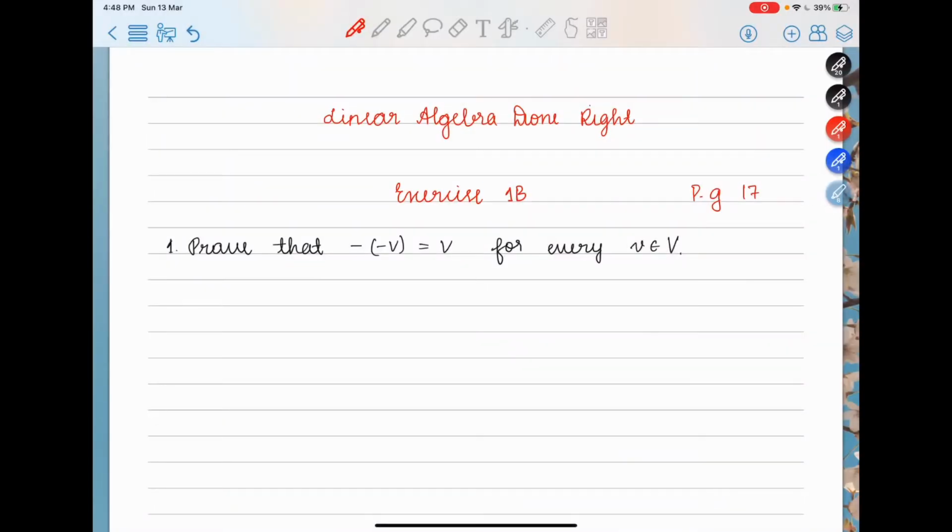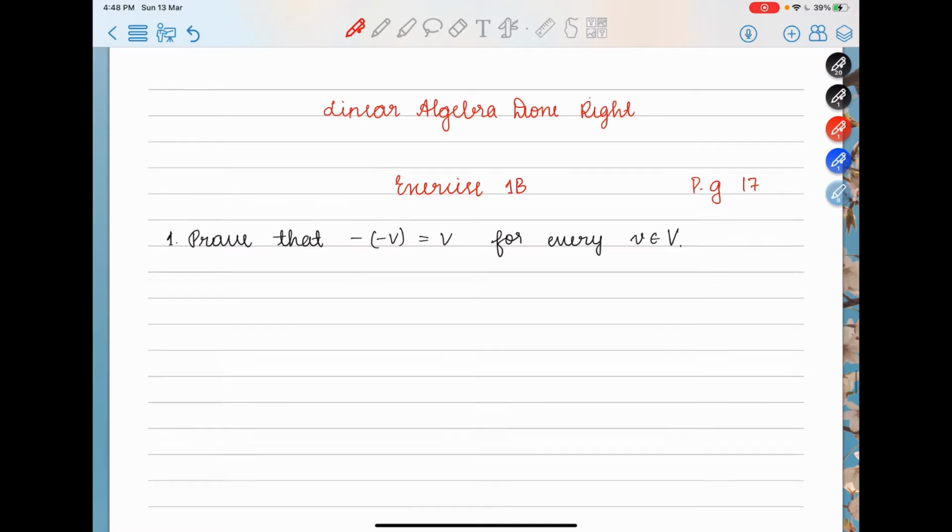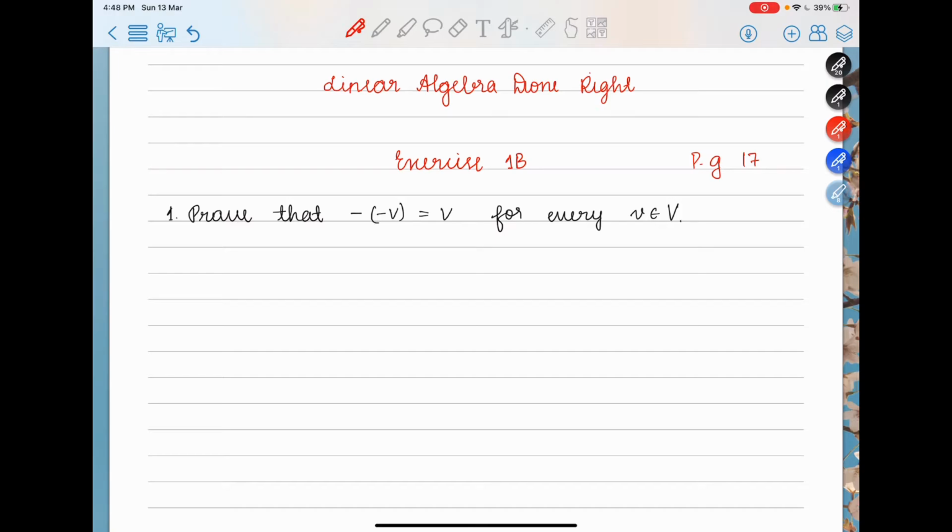So this is the second exercise of chapter 1 of Linear Algebra Done Right. The exercise can be found on page number 17 of the book. So the first question is, prove that minus of minus v is v for all v in capital V.